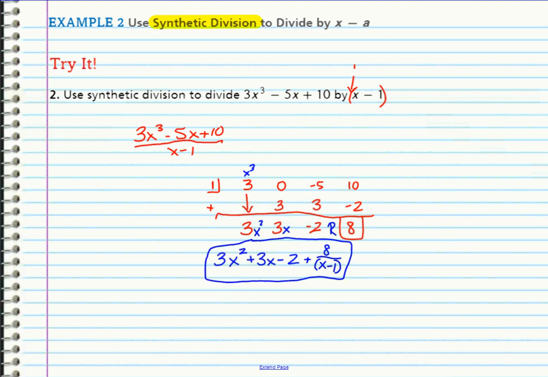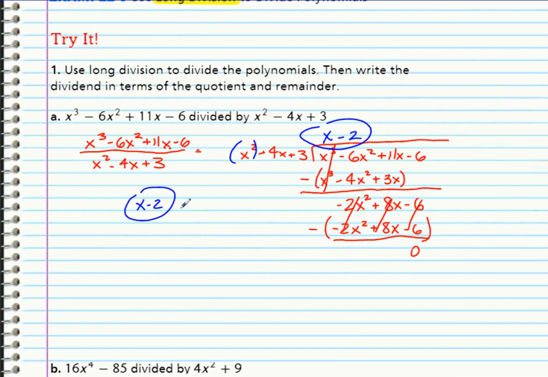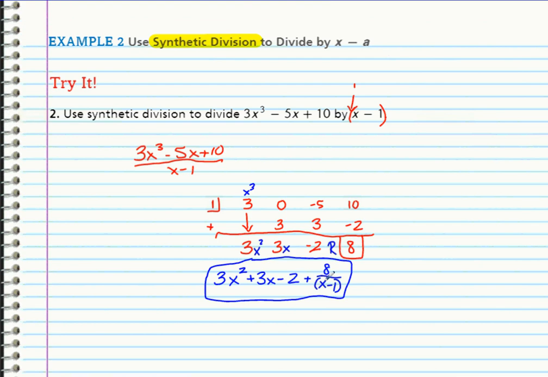So back here on example 1, I could have had plus 0 over x squared minus 4x plus 3, because that's what I divided by. But that's just 0. Anything divided by 0 is 0, or rather, 0 divided by anything is 0. So remember, when you have a remainder, you have to put that remainder over your divisor first.